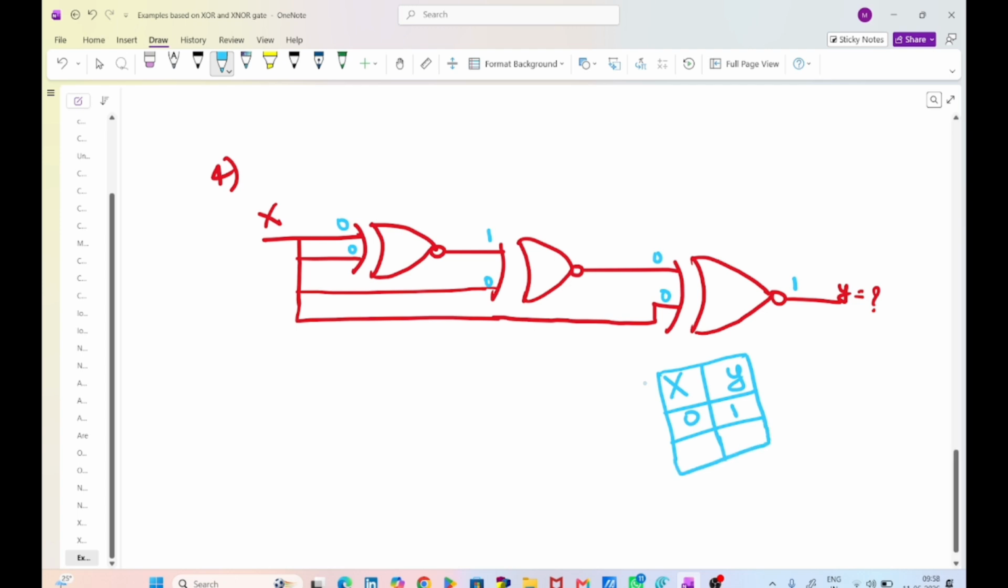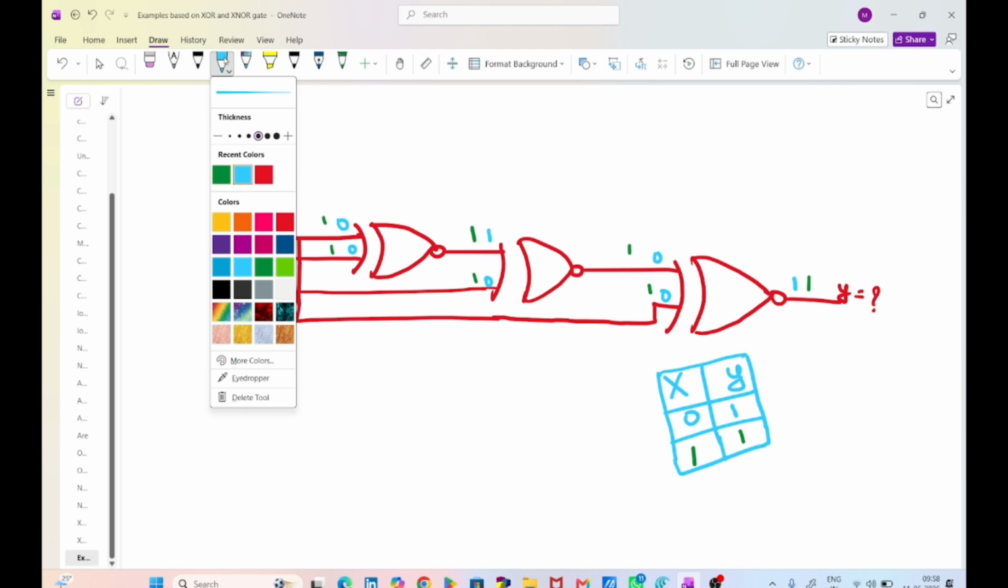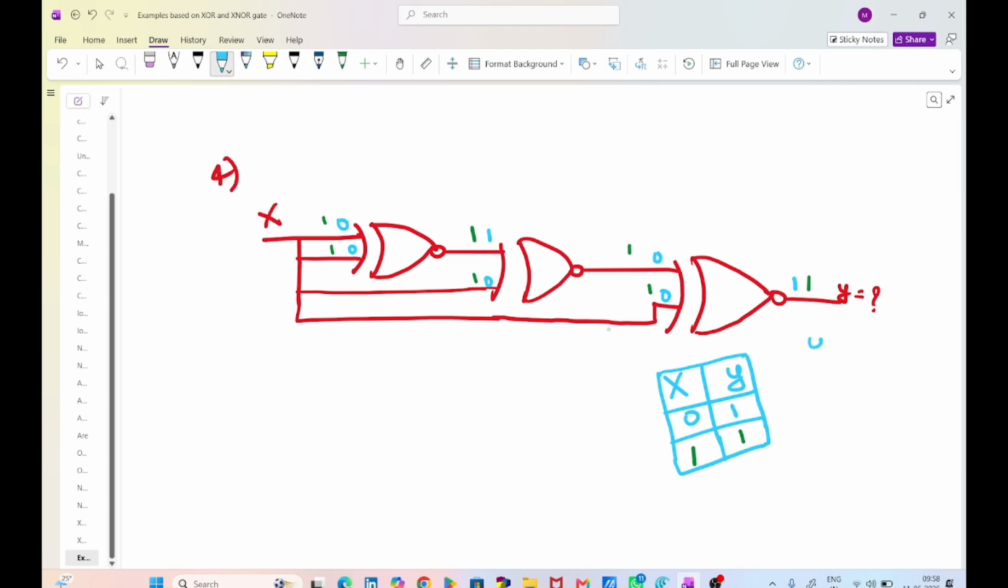Let us give the input as 1, 1, 1, 1. We know that when the input is 1 1 to the XNOR gate, the output is 1. Here also 1 XNOR 1 is 1, and here also 1 XNOR 1 is 1. When X is 1, Y is 1. So Y is equal to 1. I hope you understand how we solve the example problems.